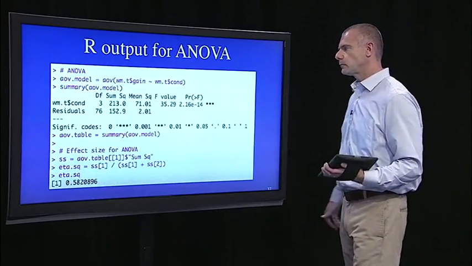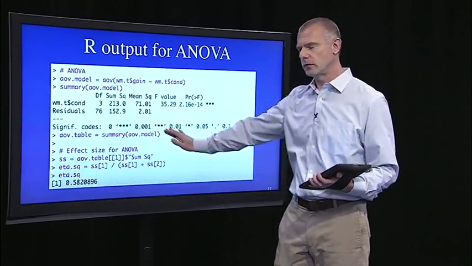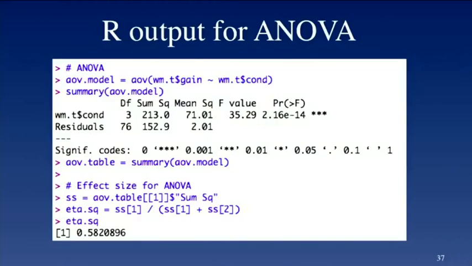Okay, here's the output. So at the top, this should look familiar. It's just an ANOVA summary table. And it's just a one-way between groups ANOVA. And there were 4 levels of the independent variable, that condition. So degrees of freedom is 3.